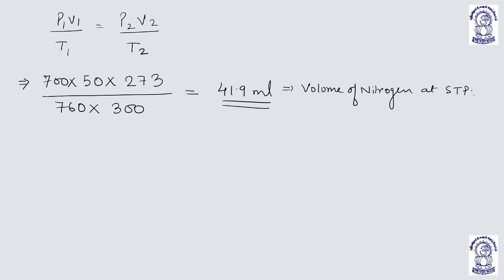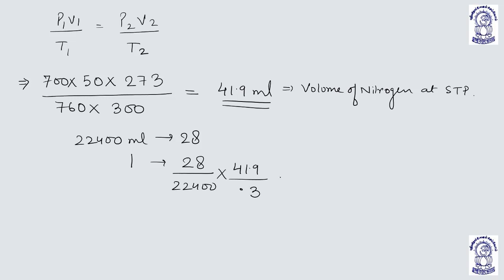Okay. Now, 22400 ml occupies 28 grams. 41.9 ml occupies, weight of organic compound 0.3, into 100. So the percentage comes to be 17.46%. This is the percentage of nitrogen. This is the way we calculate it.